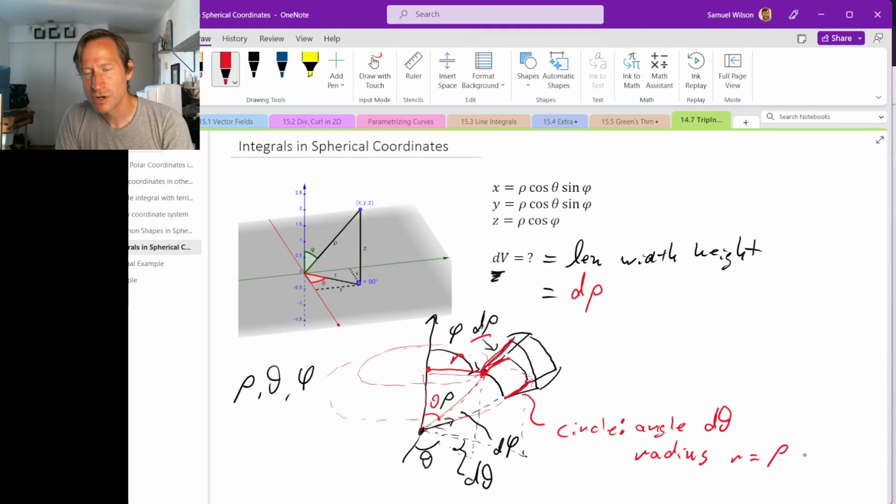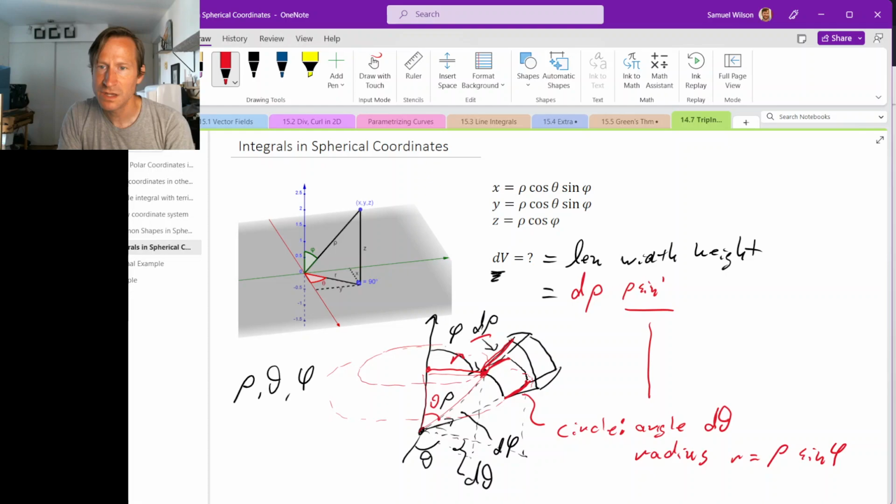Okay, so the arc length of this part of the circle, remember it's just angle times radius. So the arc length, which is going to be the width here, the arc length of this arc is the radius, rho sine phi, times the angle change, which is d theta.